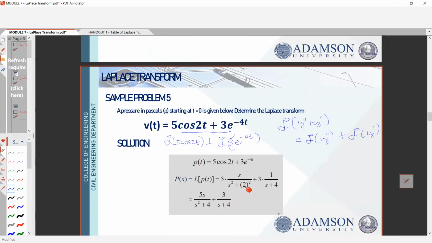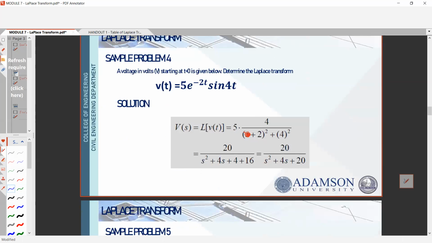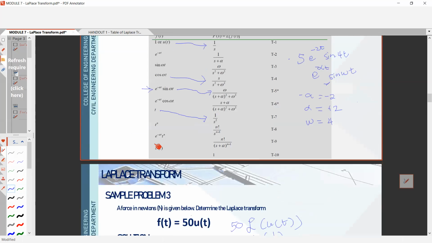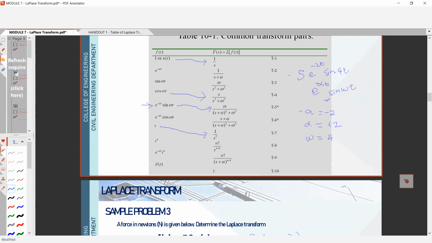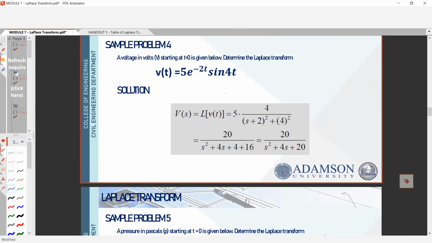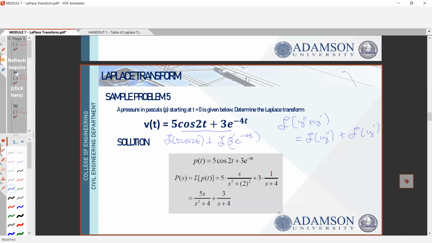So, next, ano ba yung kahawig ng e raised to negative 4t? Kahawig niyan is ito, e raised to negative alpha t. So, equivalent lang siya sa 1 over s plus alpha. Okay? So yung alpha natin, negative alpha is equal to negative 4. Therefore, alpha is equal to 4. So yung Laplace transform is 1 over s plus alpha, therefore 1 over s plus 4.